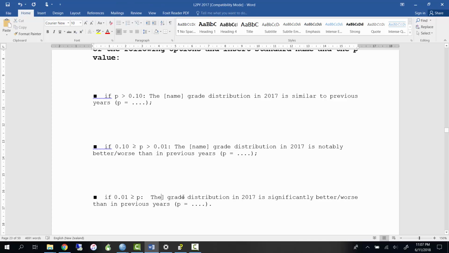So here we go. You would write down, by conclusion, Physics 2.3 grade distribution in 2017 is significantly better in this case than in previous years because the p-value is 0.001. There's only a 0.1% chance that that shift is the result of just a random selection. Something real has happened.